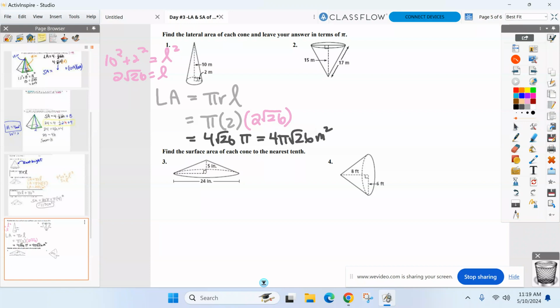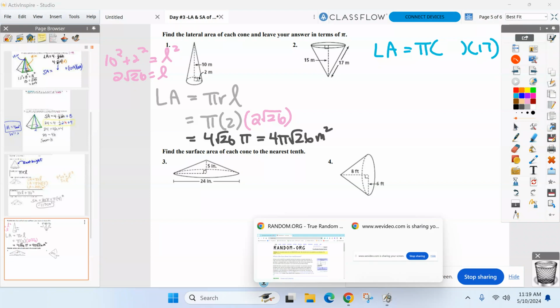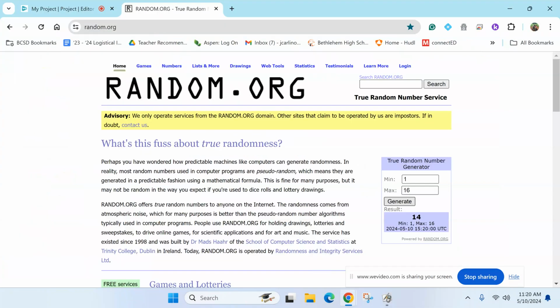All right, ready? Next one, lateral area of this cone, upside down, turn it over if you don't like it. Pi. Ooh, no radius here. No radius. Slant height of 17. I'd like to see what you guys are setting up for Pythag. A little bit different than what we've been doing.